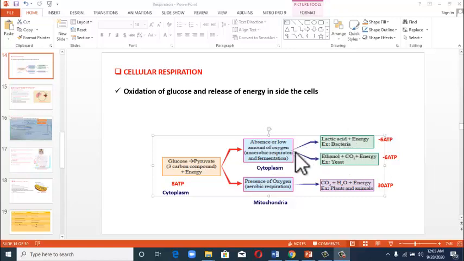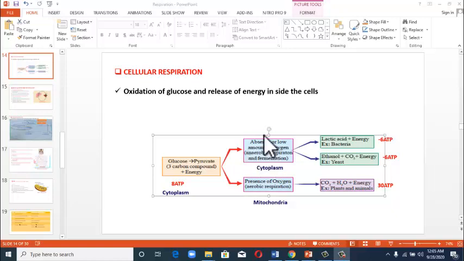Okay, there is a difference between anaerobic respiration and fermentation, but that you will understand in higher classes. But as of now, remember anaerobic respiration is also called fermentation. Got it, students? So now you understood what cellular respiration is. Cellular respiration may happen in the presence of air or in the absence of air.